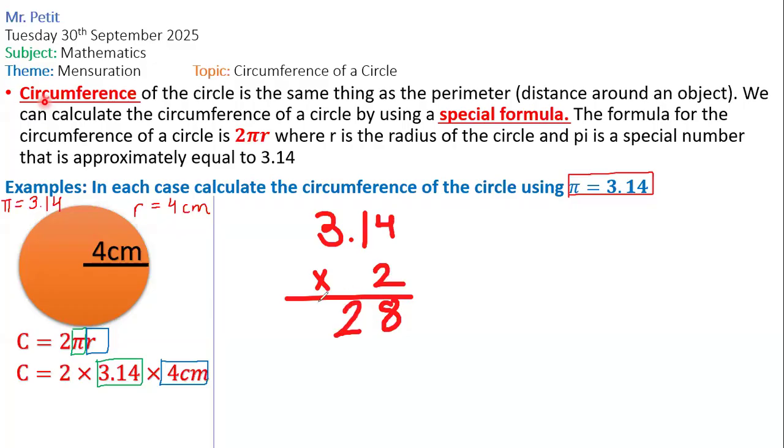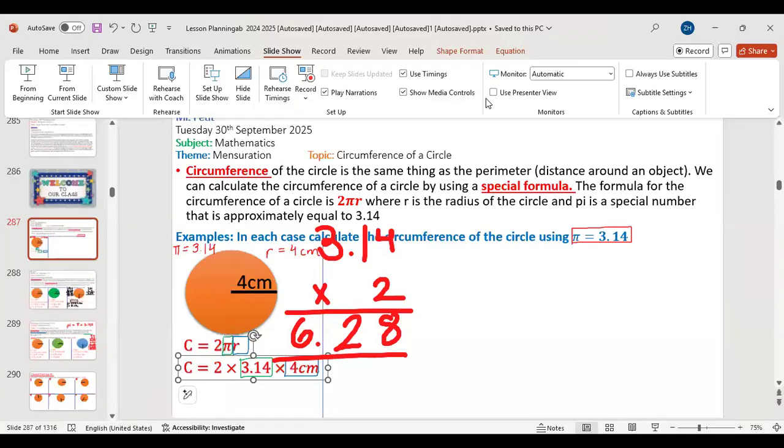Very good. 2 times 3 is going to be 6, so it's going to be 6.28. That means that C is going to be equal to 6.28. So let's write that down. C is equal to 6.28 times 4, because we still have to multiply it by the 4. All right, so let's go ahead and do that.